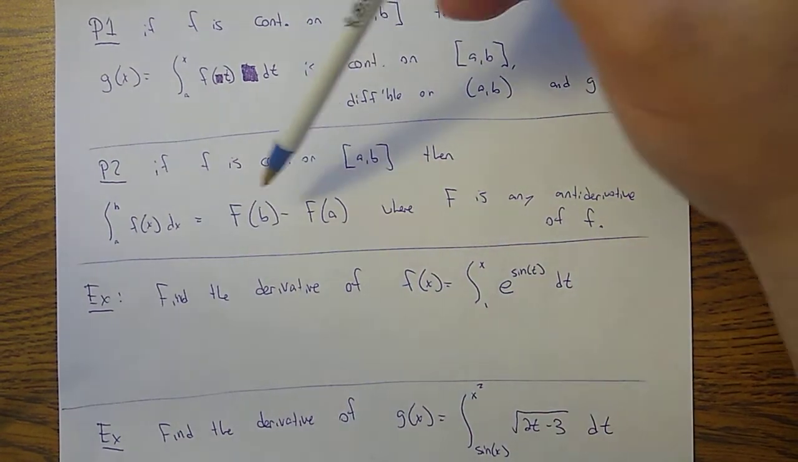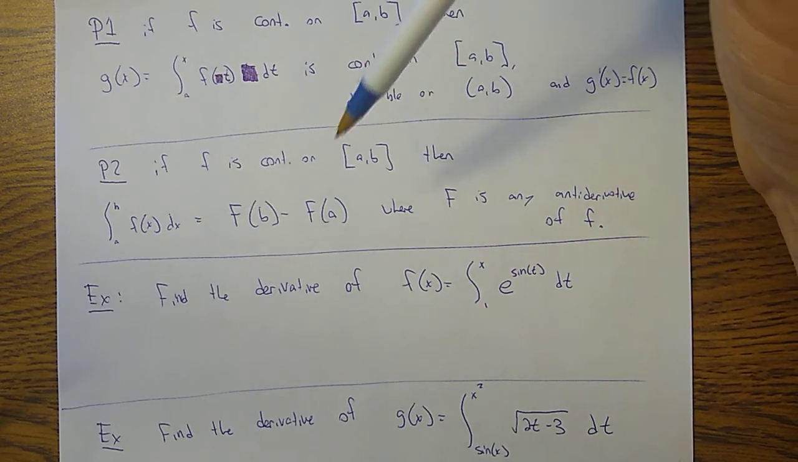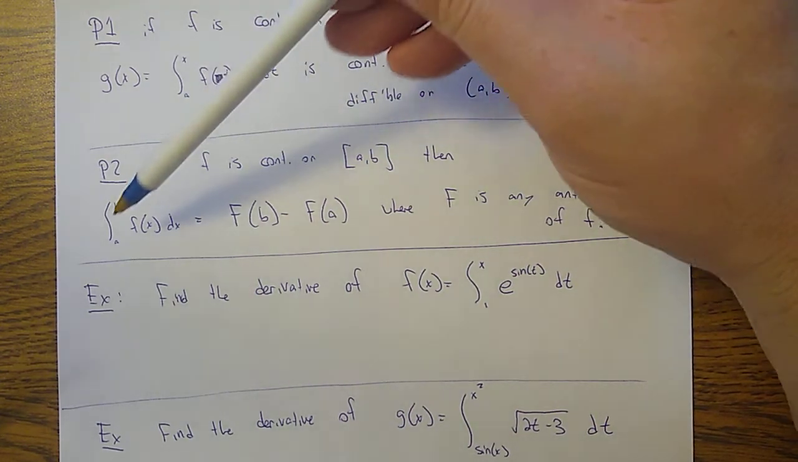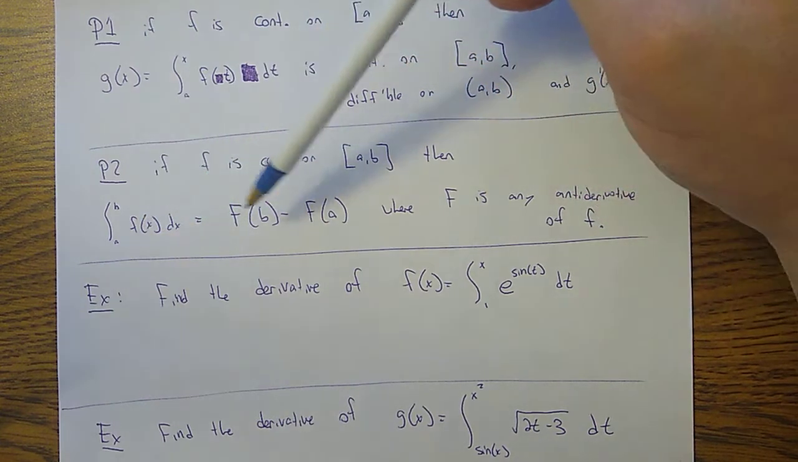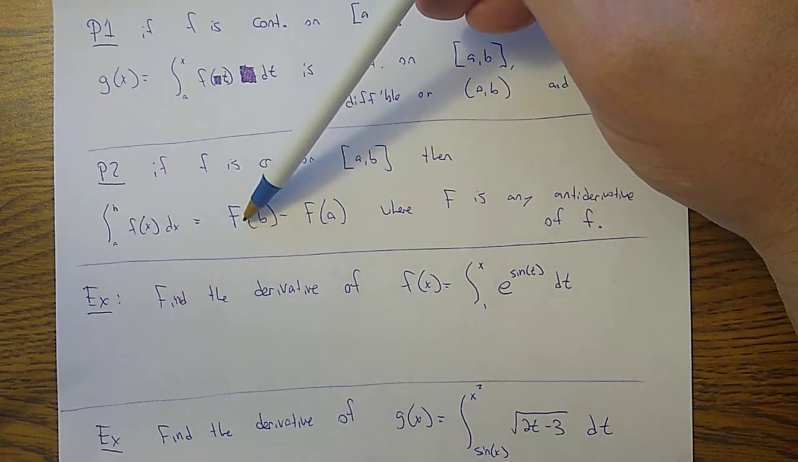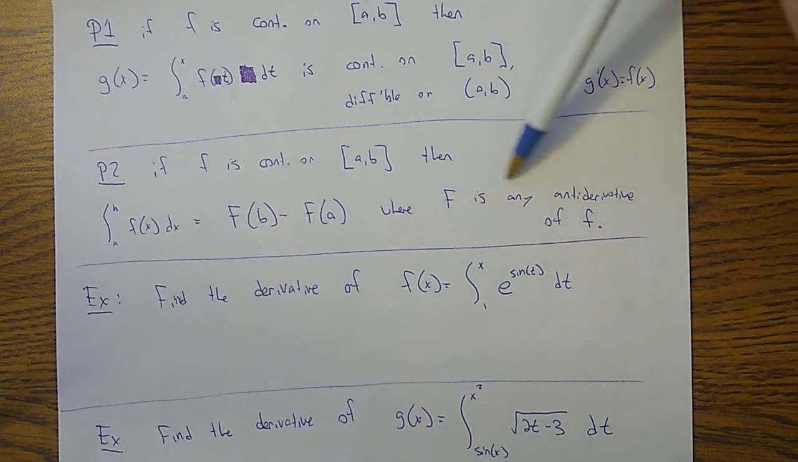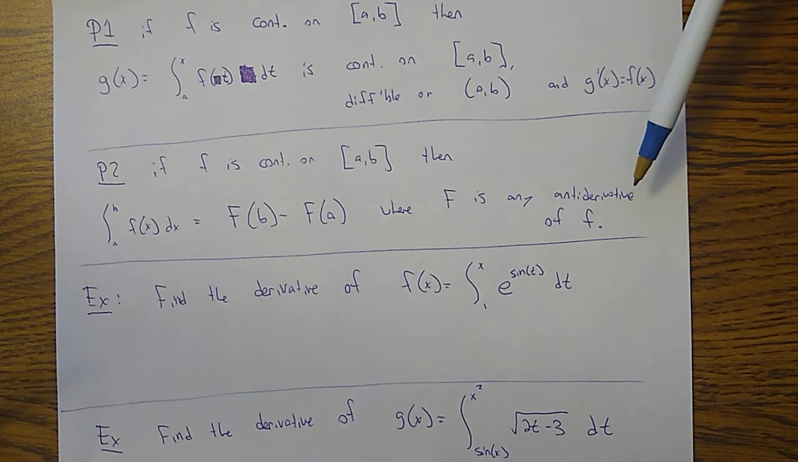Part 2 is kind of roughly saying the same thing. It's that if you have this integral from a to b of little f, it's an antiderivative of b minus antiderivative of a, where capital F is any antiderivative of little f.